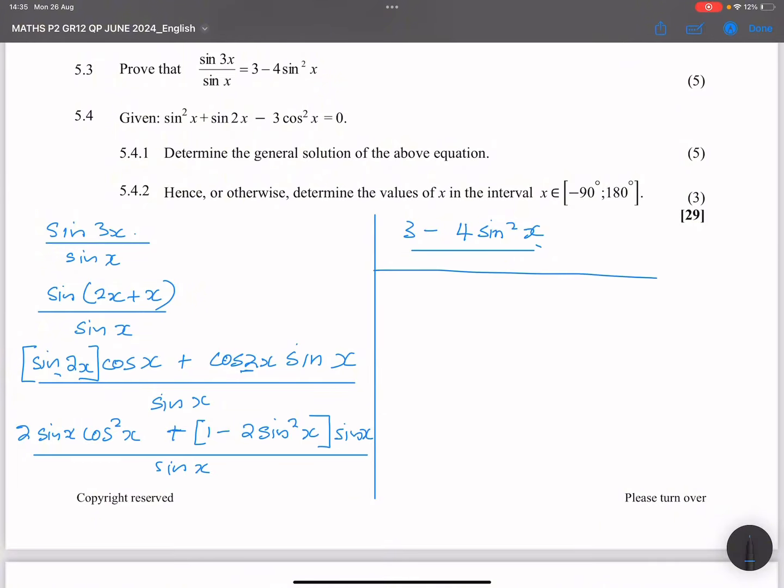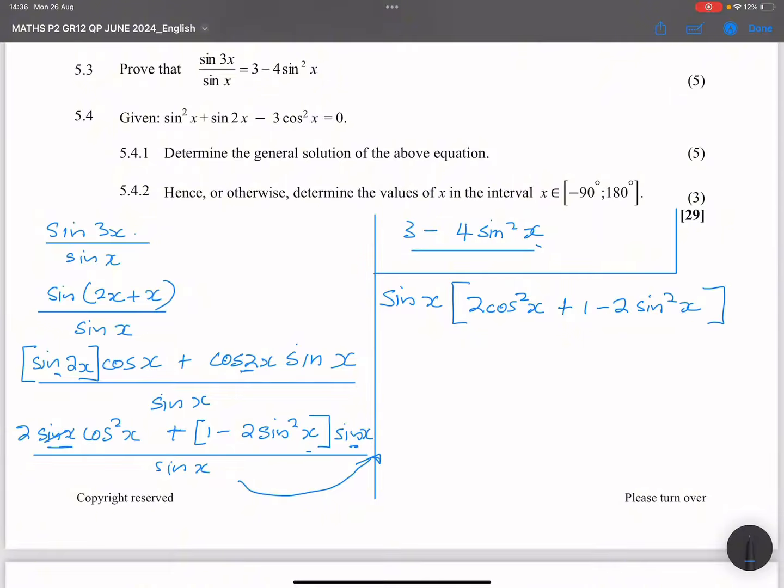Now, ladies and gents, I'm not going to touch the right-hand side. I'm just simply continuing with the left-hand side over to this side. What do I have? In my two terms, I've got sine x as a common factor. Let's take that out. So sine x, what do I have left? That sine x I've taken out. I've got 2 cos squared of x, okay? And I've got plus 1 minus 2 sine squared of x. All right, ladies and gents. So this is divided by the sine of x. Right. Hope you can see where I'm going with this.